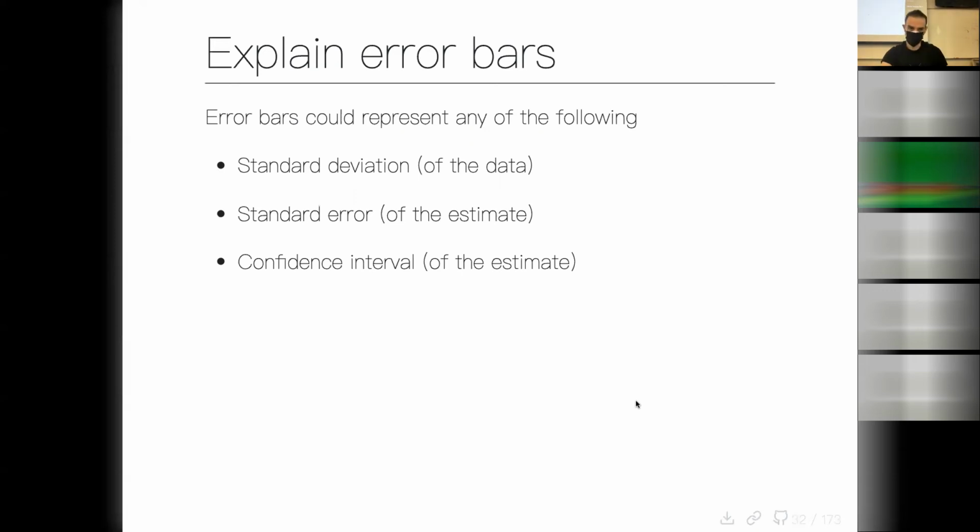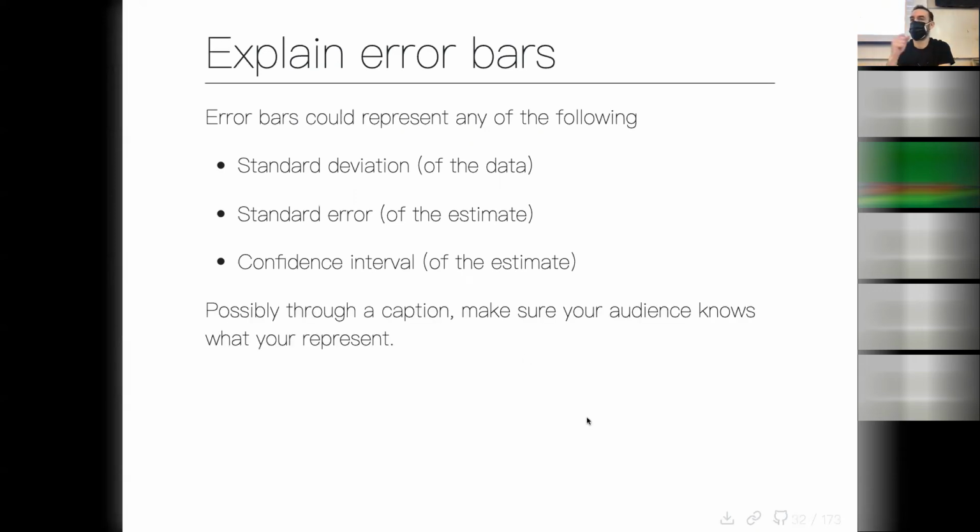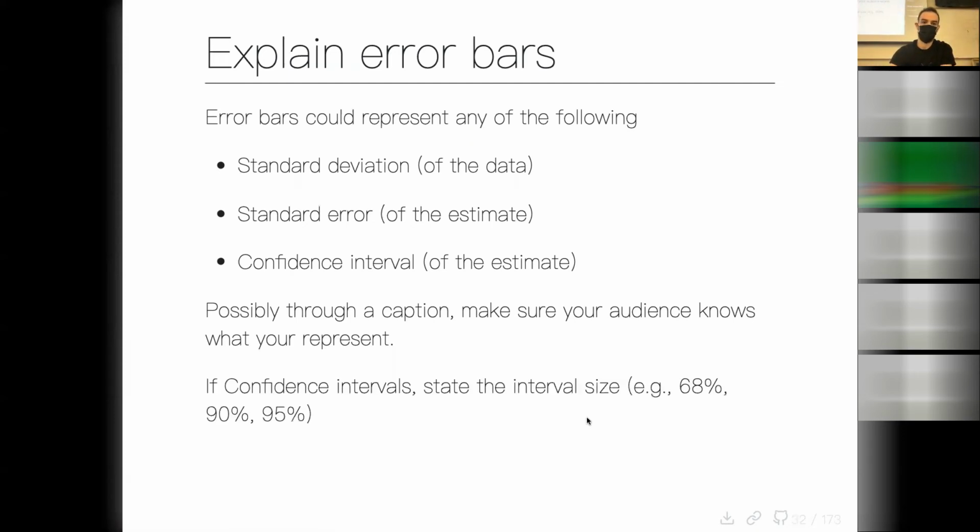And so when you're using error bars, possibly through a caption, but maybe just in text, depending on how you're presenting this, make sure your audience knows what those error bars actually represent, and that they're not just on there without any explanation. Okay, so if they are confidence intervals too, then state the size of the confidence intervals. So very regularly, it's a 68% confidence interval, right? One standard error, or 90% or 95%. So just make sure you're noting that somehow.